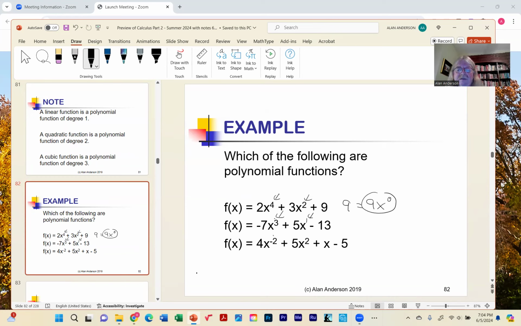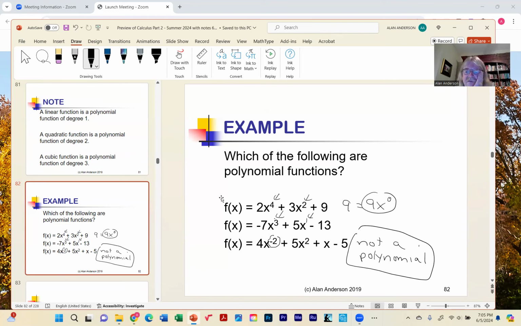But here we're in trouble. Oh no. This one is not a polynomial, because one of the exponents is -2. That's all it takes. We don't know what it is. I'm sure we could find a name for it, but it is not a polynomial. I'm sure the graph is very bizarre. Polynomial graphs tend to be very well behaved. Something like this.